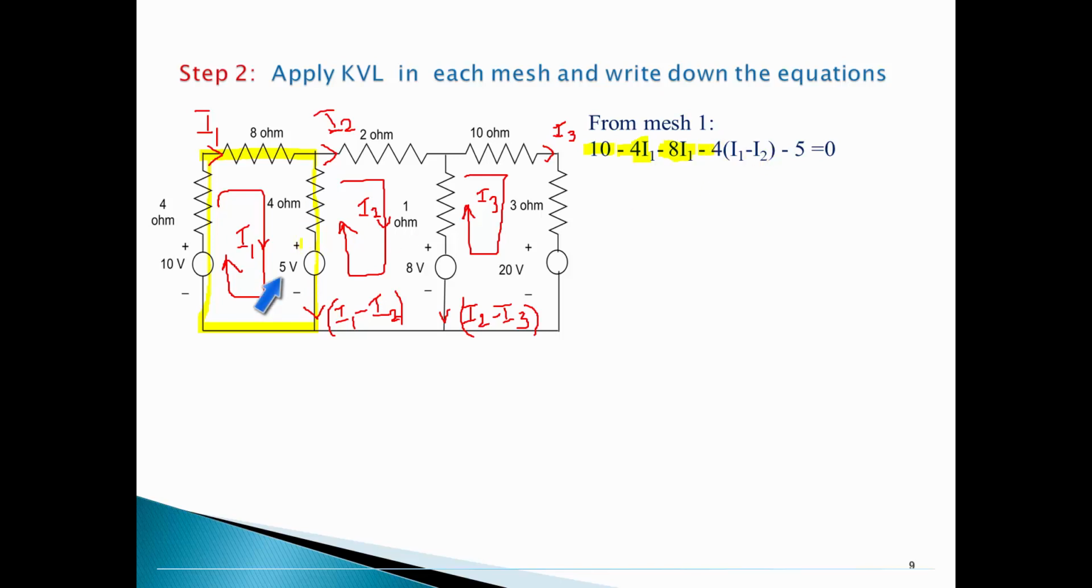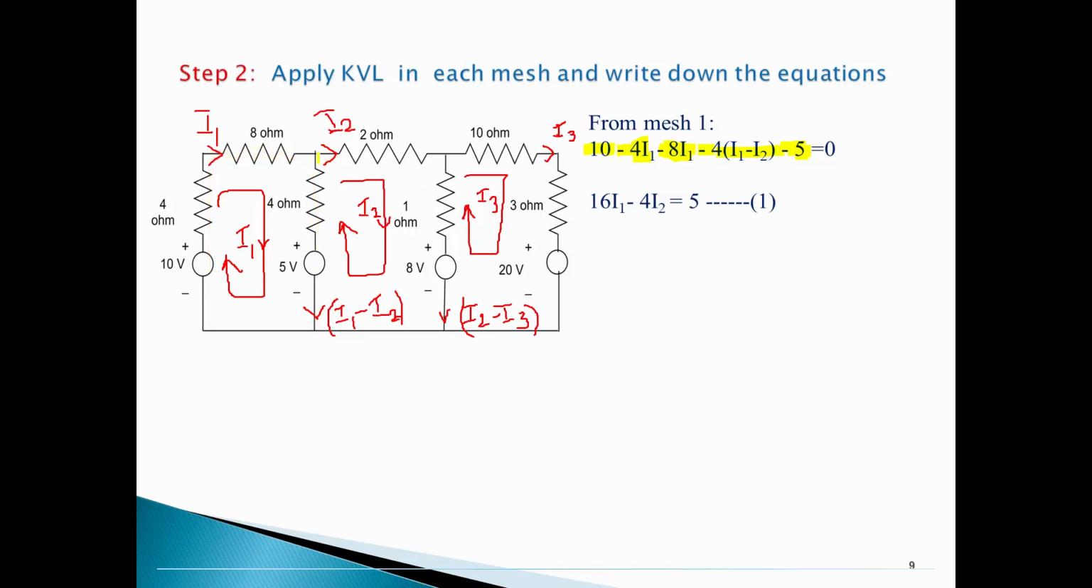So here I have a 5 volt source, loop current I1 leaving the negative of the voltage source, so minus 5. This way you can find the equation and equate it to 0. Finally rearrange the equation. You can see 16I1 minus 4I2 is equal to 5 as equation number 1.